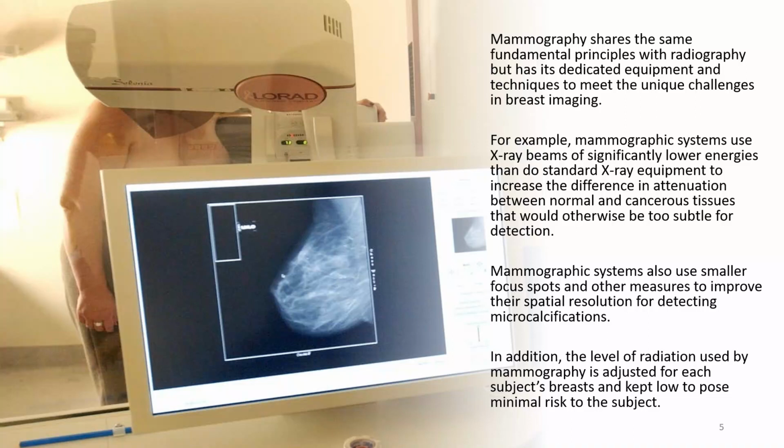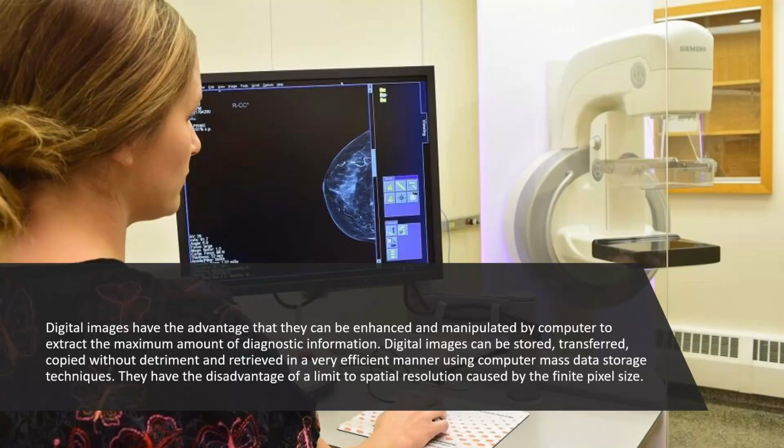Mammographic systems also use smaller focal spots and other measures to improve their spatial resolution for detecting very, very small microcalcifications. Digital images have the advantage that they can be enhanced and manipulated by a computer to extract the maximum amount of diagnostic information. Digital images can be stored, transferred, and copied without detriment and retrieved in a very efficient manner using computer mass data storage techniques.